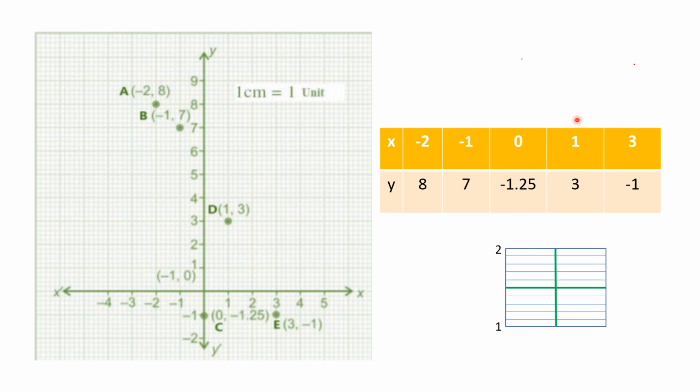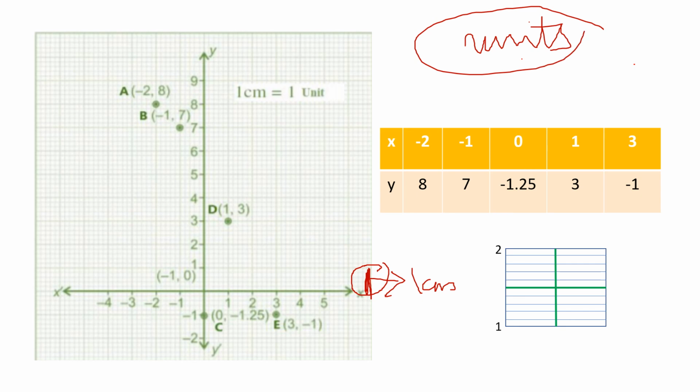So we have to plot these points taking appropriate distance or appropriate scale. Scale means what? This is the scale, okay? And how much is this one cube? What is the length of this one cube? We take it as 1 centimeter, okay? This length is 1 centimeter. So this 1 centimeter shows how many units. Units can be anything. Units can be centimeter, kilometer, meter, kg, depending on the question, okay? So here, it's centimeter, right? So this 1 centimeter represents 1 unit.